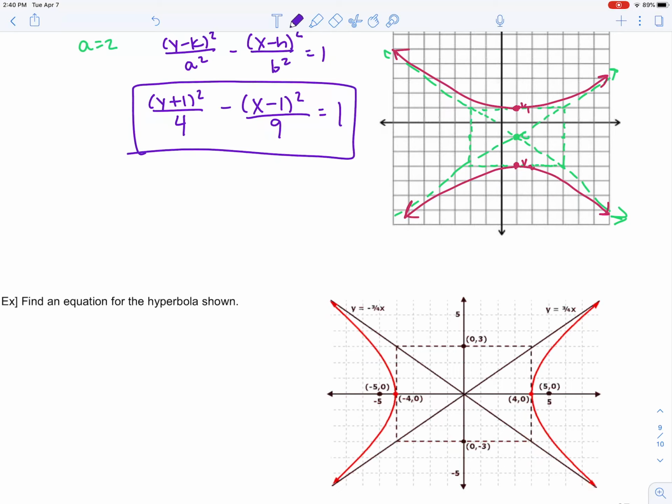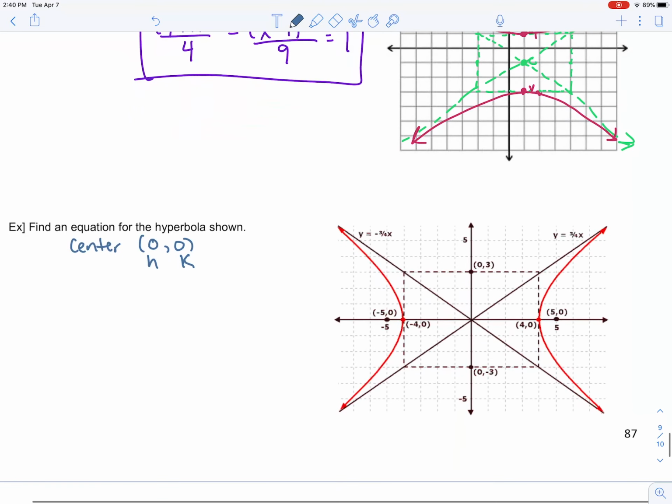This next example is slightly different. This time we are seeing the graph of a hyperbola, and we are asked to find the equation. This one's quite simple because you can see that it's centered at the origin. So the center is the point 0, 0. So that's pretty nice. h and k are both 0. They're both 0. Oops, not x.